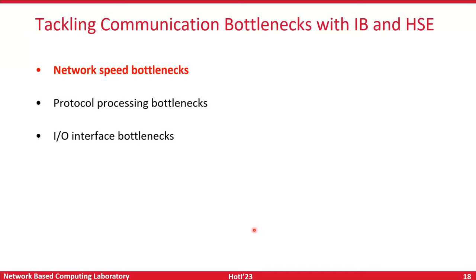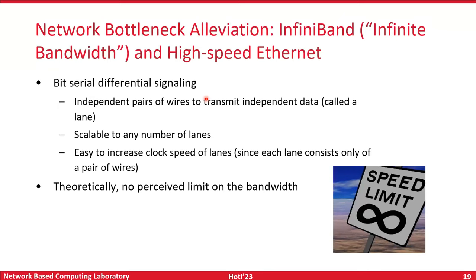So now with that overview, let's see what exactly happened. Why are we suddenly seeing all these improvements? We'll go back to those three bottlenecks again: what new solutions have been proposed with respect to network speed, protocol processing, and IO interface, and how they have helped us. The first thing we'll start with is network bottleneck alleviation.